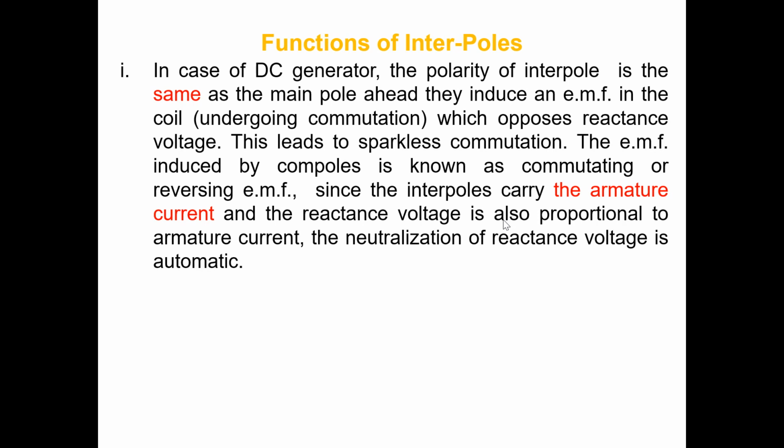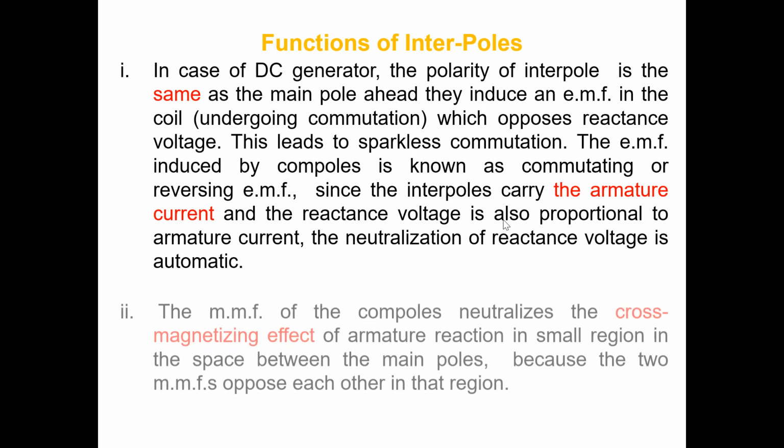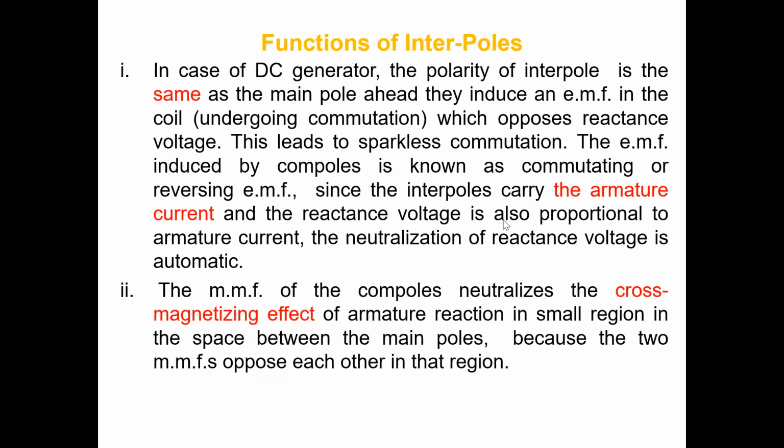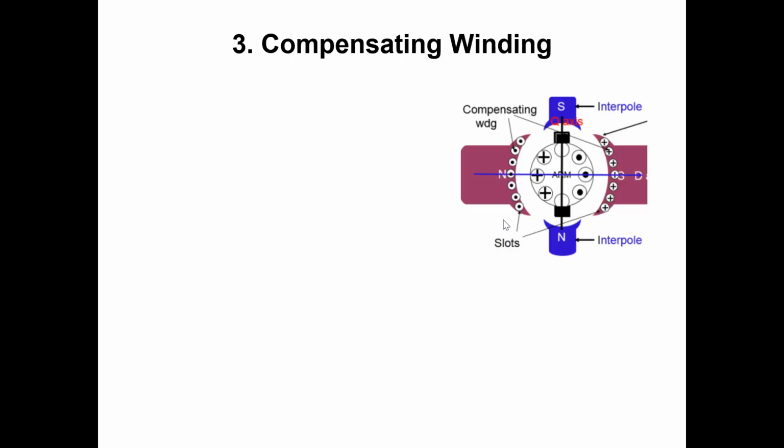Since interpole carries the armature current, and reactance voltage is also proportional to the armature current, it neutralizes the reactance voltage automatically. And another thing, it will neutralize the effect of cross magnetization. Cross magnetization is when armature reaction flux and main flux are 90 degrees away from each other, but the resultant flux will increase in case of cross magnetization, because there will be a phasor sum of main flux and armature flux.